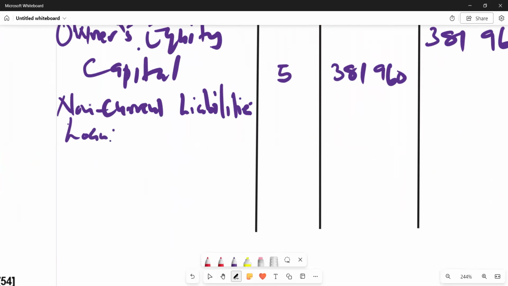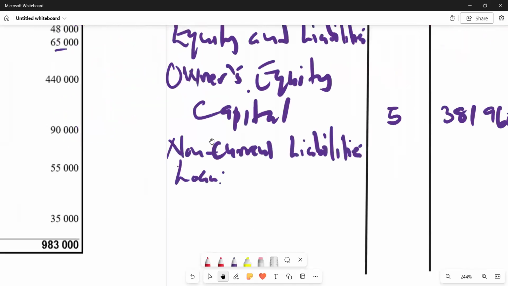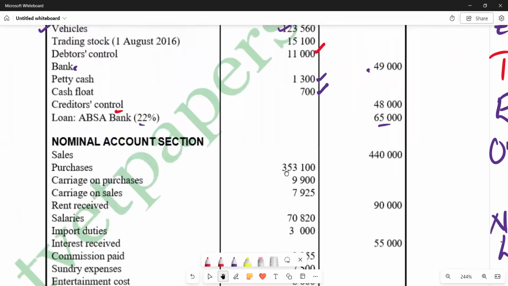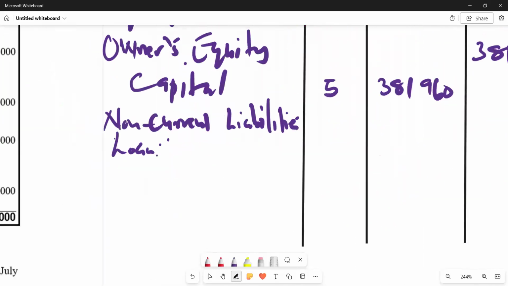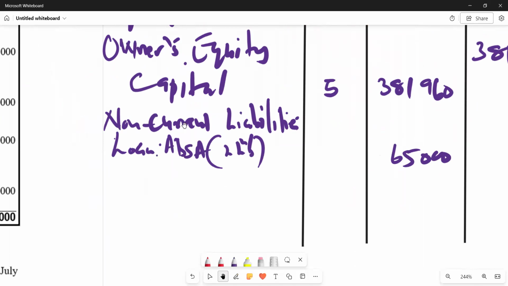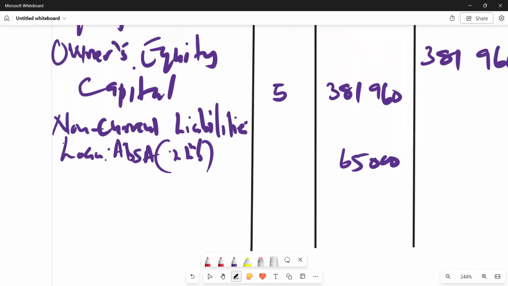And this loan is for, let's try to see the description of the loan of the bank. It's Absa Bank, 22%. And the figure that we are having there is 65,000. And this is again the total that is going to come as non-current liabilities. We only have our loan, which is 65,000.